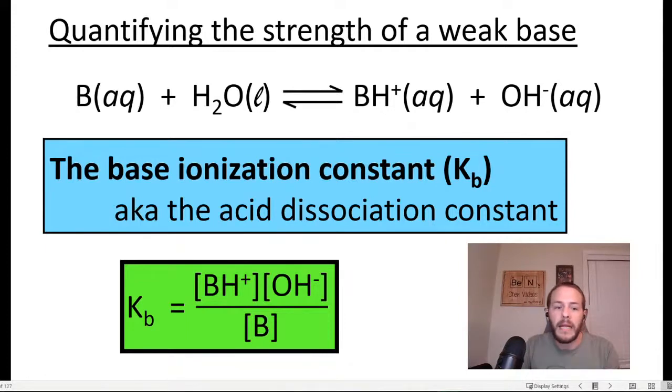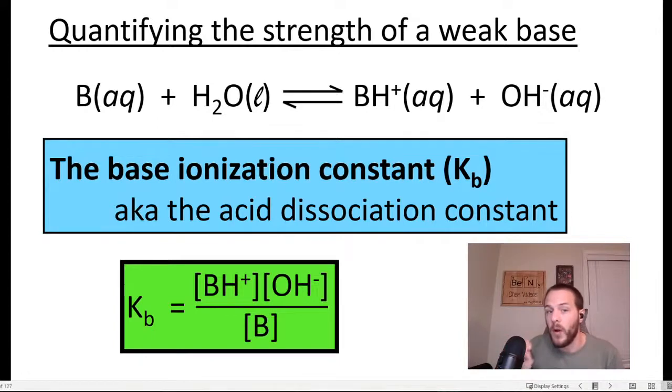And again, the formula for any equilibrium constant is just products over reactants, right? And so that's what we have here. We have the concentrations of our two products, the conjugate acid of the base, that's BH plus, and hydroxide ion. Those are in the numerator of the expression for the base ionization constant. And then in the denominator, we have just the concentration of the base. So just as with all equilibrium constants, the larger they are, the more product favored they are, the greater the extent to which they react to become products.